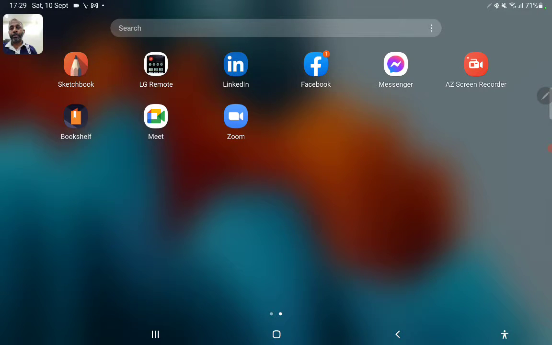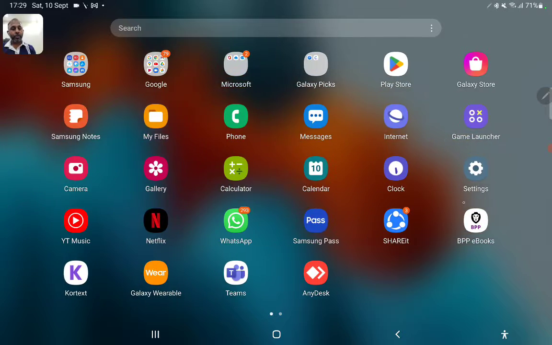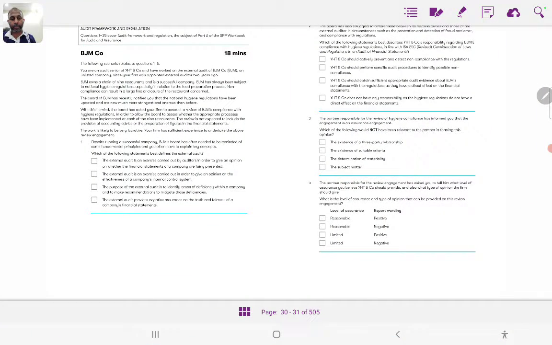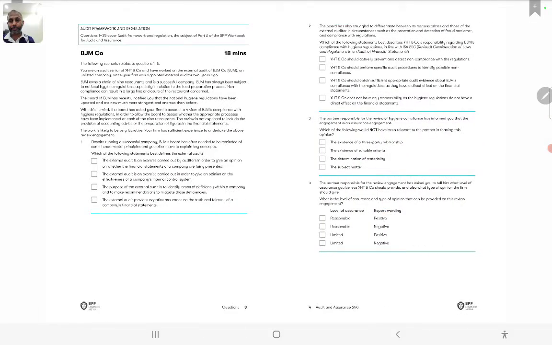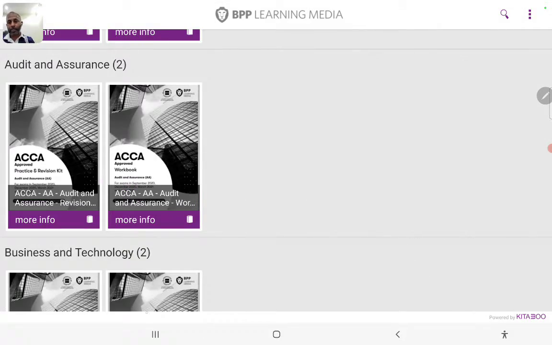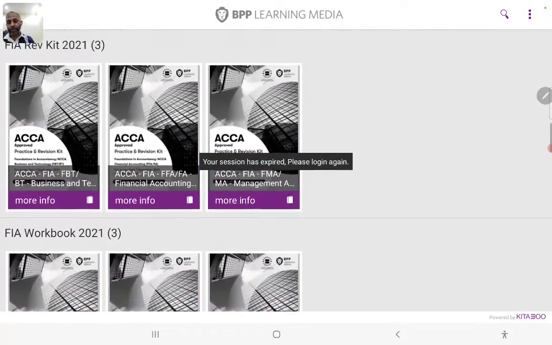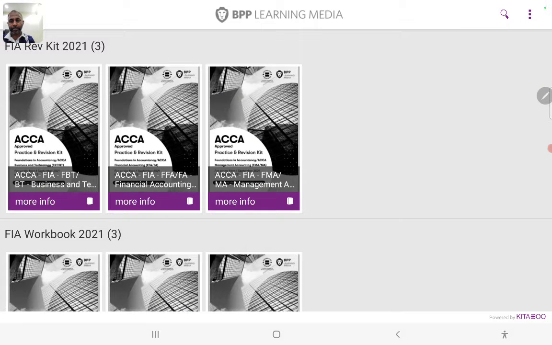I'm just continuing the question paper discussion on ACCA Financial Accounting, the very first paper, the one mock exam published by BPP. So let me continue with that. That's the paper that I'm planning to discuss.